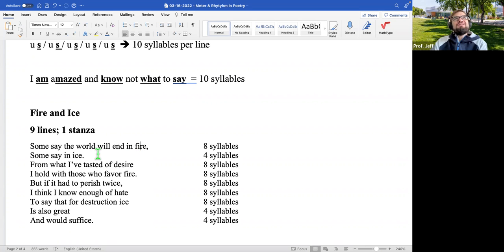And it's hard for me to show you guys this because it's hard to think about examples where I don't just naturally fall into iambic rhythm because it's such a part of English poetry. But let's try putting maybe some stressed syllables together. So for example, some say the world will end in fire. Some say in ice. Like I said, it's really hard for me to fight iambic rhythm because it's so common. And to me, it feels very clearly obvious that we have some say the world will end in fire, some say in ice, right?